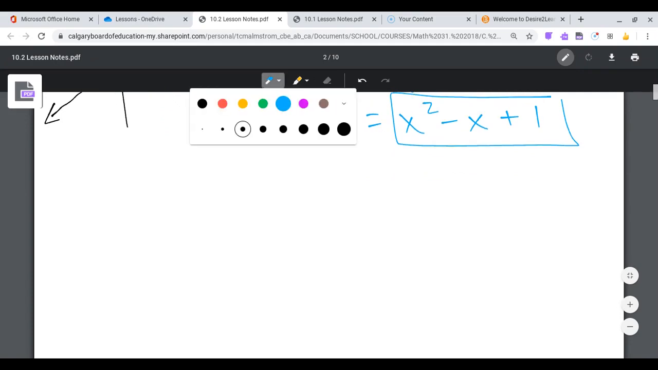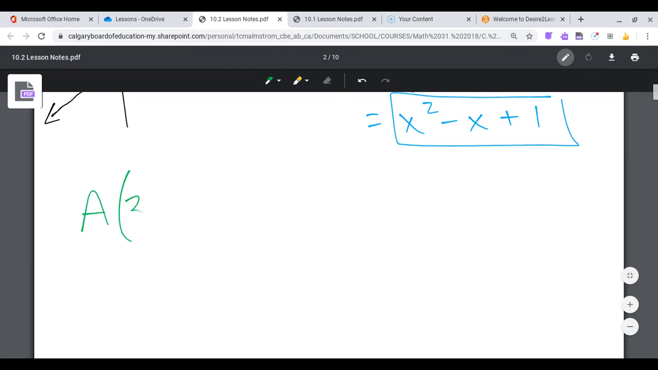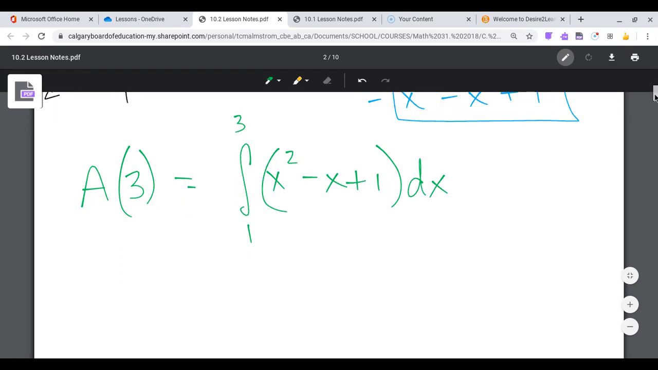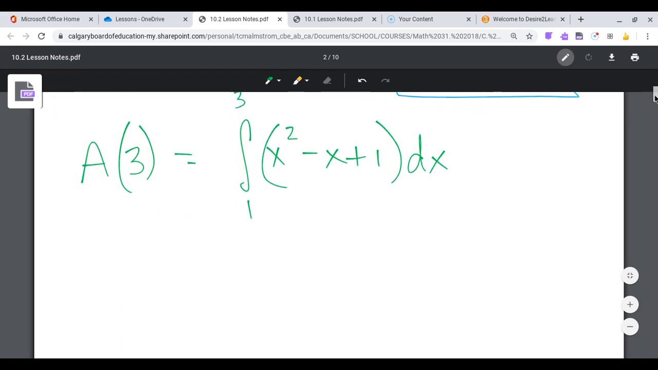Okay, so that means my area is equal to the integral from who was the left boundary, 1, to the right boundary, 3, of my function x squared minus x plus 1 in terms of x. So now I get to do my calculus. I'm going to take the antiderivative of this. So the antiderivative of x squared is 1/3 x cubed. The antiderivative of x is 1/2 x squared, plus the antiderivative of 1 is x.